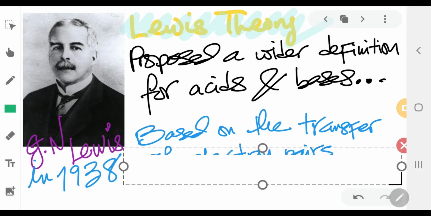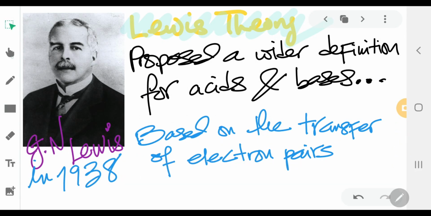So basically, what he says is based on the transfer of electron pair. If Bronsted-Lowry is talking about one accepting proton and the other one donating proton, for Lewis, he focuses on the transfer of electron pairs or lone pair. We do know that molecules that have lone pair, when that lone pair can be transferred, that also can determine who will be acids and bases.